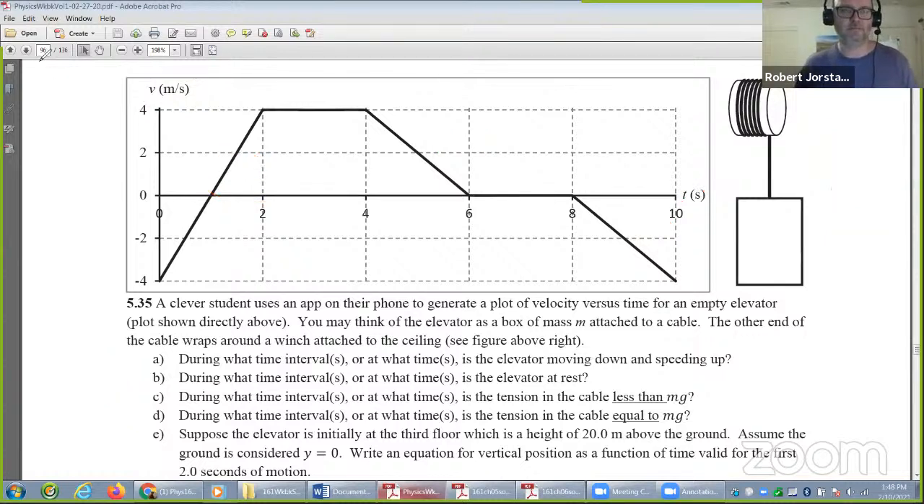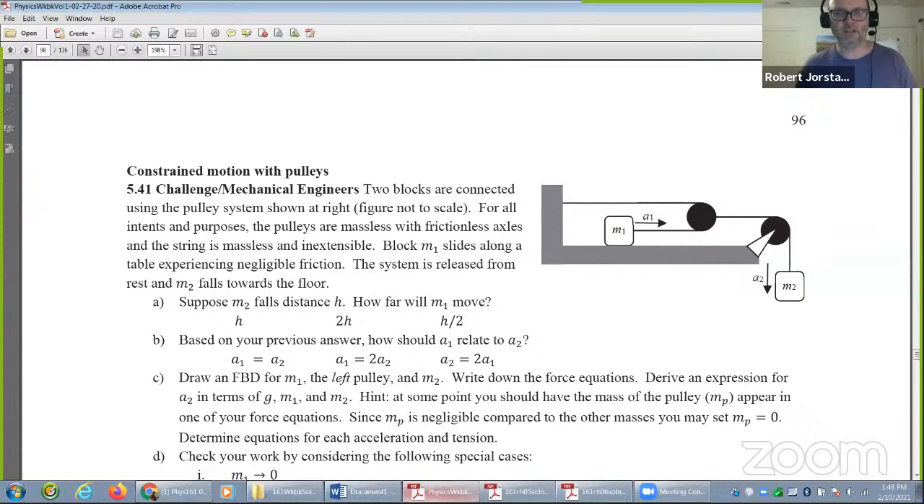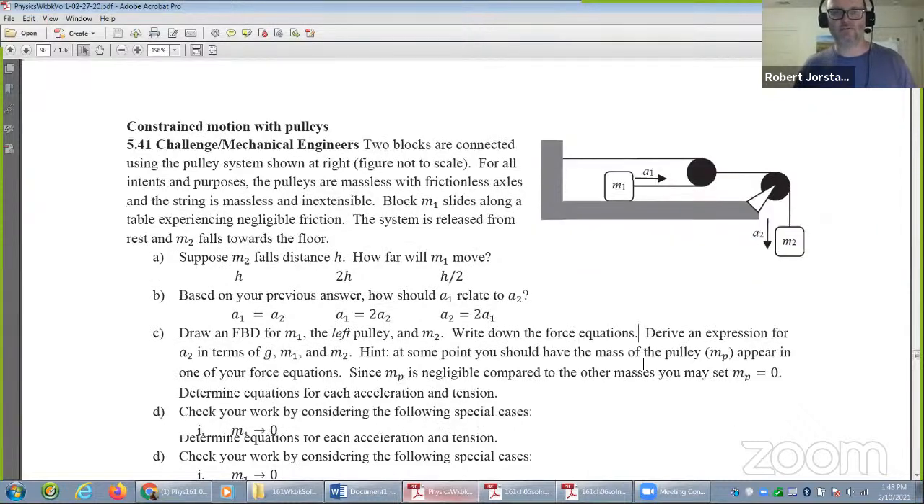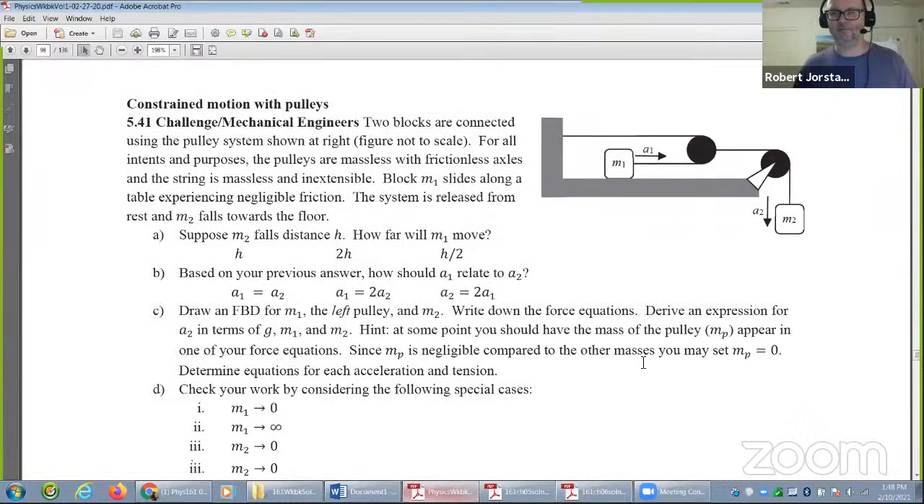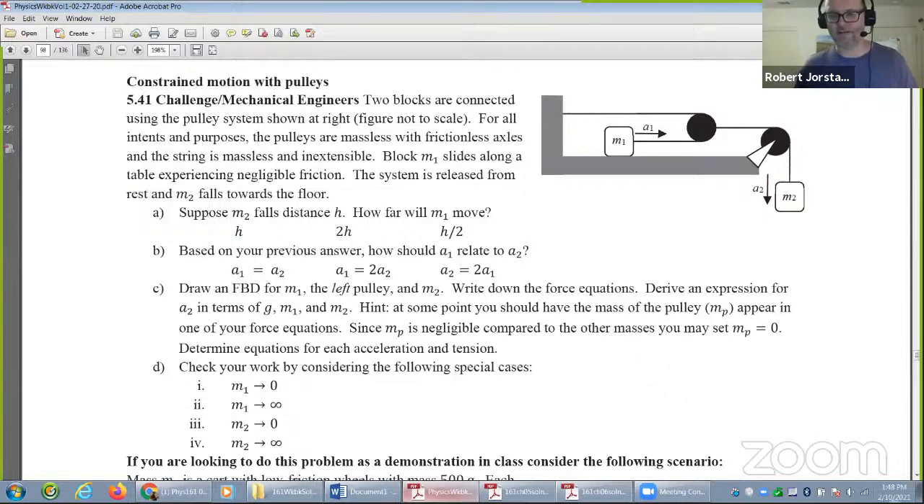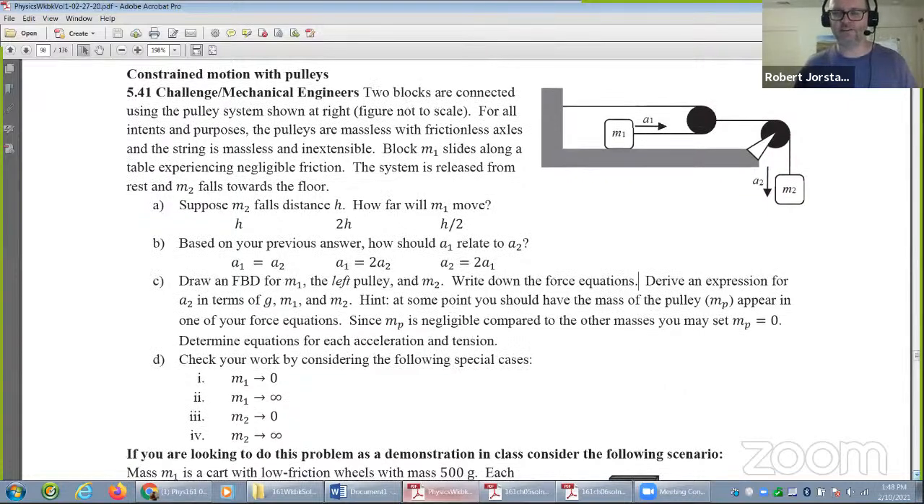All right. Let me check another problem. This is one you probably haven't seen before. Constrained motion with pulleys. I want to talk about this briefly because some of you are mechanical engineers, and this is kind of your bread and butter. And everyone can gain from this a little bit. It turns out you could make this system here. Here's what it looks like.